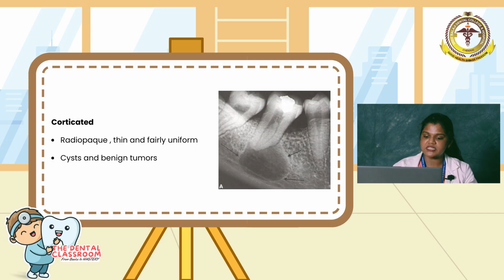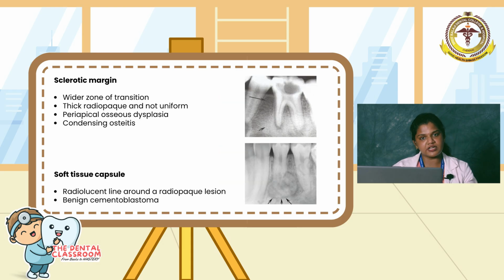And the corticated borders, this is radiopaque, thin and fairly uniform, seen in cysts and benign tumors. Sclerotic margin has a wider zone of transition, thick radiopaque, and it is not uniform, mainly seen in periapical osseous dysplasias and condensing osteitis. And soft tissue capsule, this is a radiolucent line around a radiopaque lesion. This is very characteristic of benign cementoblastoma. And in the corresponding picture, you can see a mixed radiolucent and radiopaque lesion, which is surrounded by a thin radiolucent capsule, which indicates a soft tissue capsule.